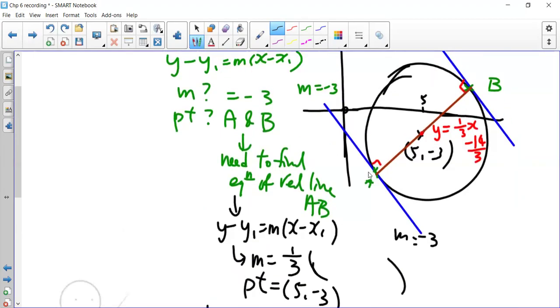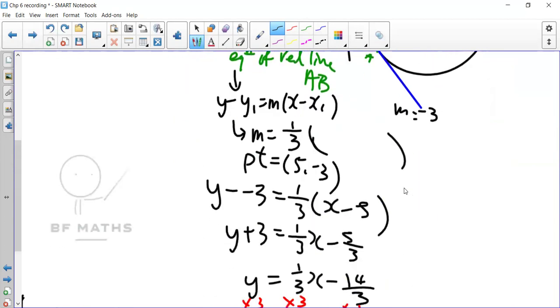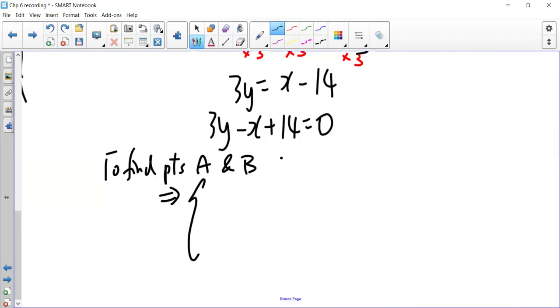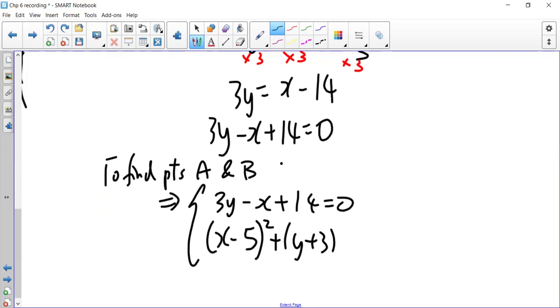What's next? If I want to find the points A and B, don't forget our mission is to find A and B. I need to do a simultaneous equation on the red line and the black circle. So to find the points A and B, I need to do a simultaneous equation on 3y minus x plus 14 equals 0, and the equation of the circle: (x minus 5) squared plus (y plus 3) squared equals 10. So, simultaneous equation.